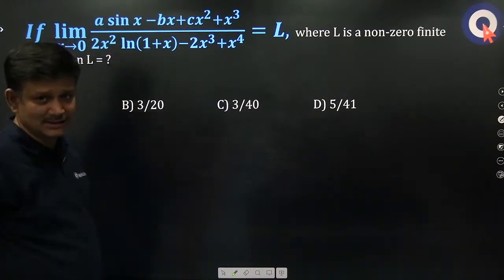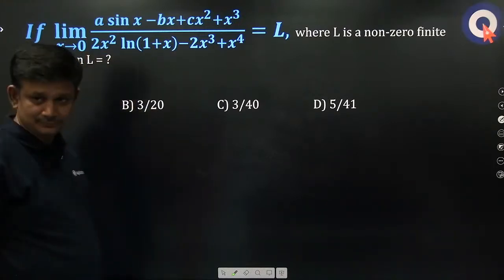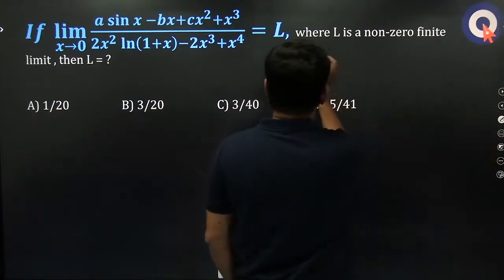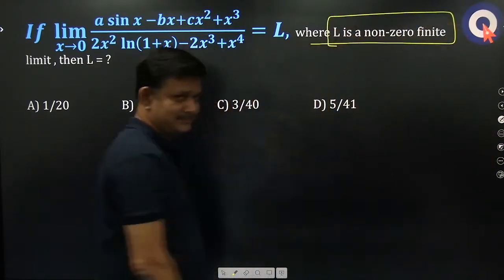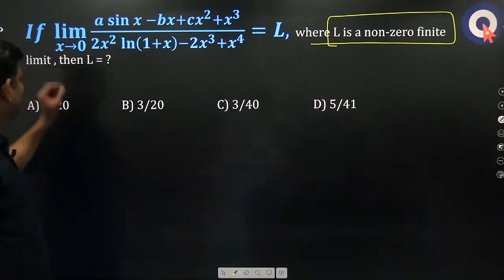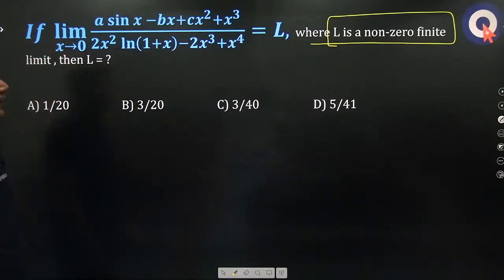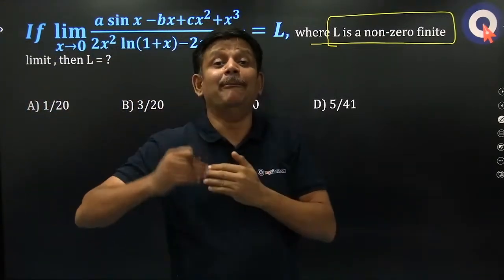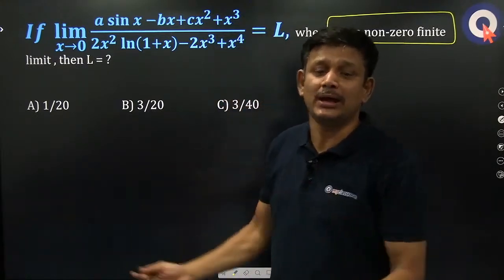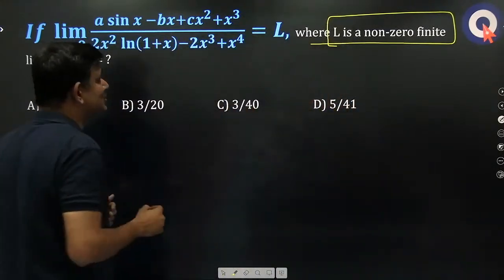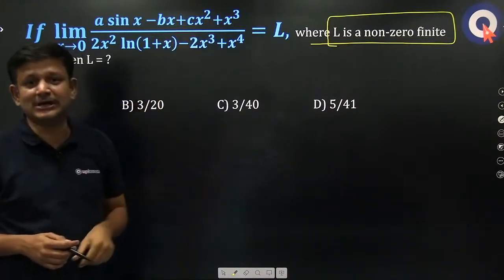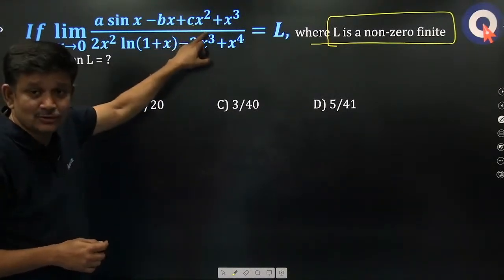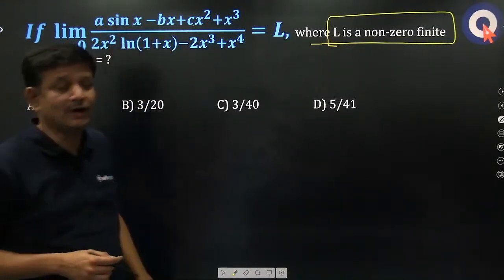Just understand the logic here. x is tending to 0. You want the limit to be a non-zero finite limit. Now, when will this be a non-zero finite limit? As x tends to 0, if the x square term is there, there is no need for x cube, because x cube will be many times smaller than x square. So, if x cube has to make some sense, then x square should not be there. If x square has to make some sense, x should not be there.